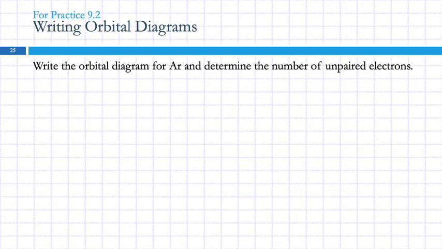So let's write an orbital diagram for argon and see how many unpaired electrons there are. Unpaired electrons are electrons that have their own beds. The first thing to do is to figure out how many electrons argon has. 18. So argon has 18 electrons. I like the orbital diagrams, especially at the beginning, because they give us more of a visual of what's going on. So I'm going to draw some hotel rooms here.